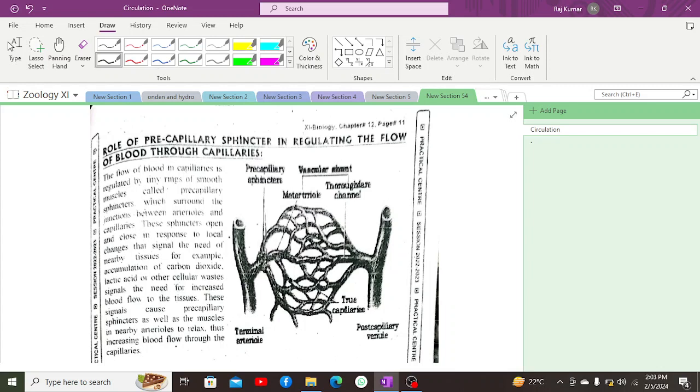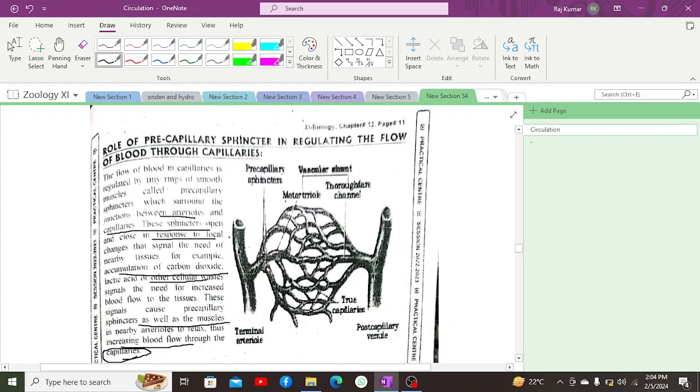The flow of blood in capillaries is regulated by tiny rings of smooth muscle known as precapillary sphincters, which surround the junction between the arterioles and the capillaries. These sphincters open and close in response to local changes that signal the need of nearby tissues. For example, accumulation of carbon dioxide, lactic acid, or other cellular waste signals the need for increased blood flow to the tissues, and these signals cause the precapillary sphincter as well as the muscles in nearby arterioles to relax, thus increasing the blood flow to the capillaries.